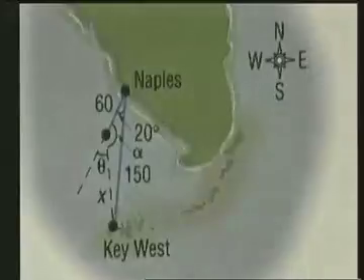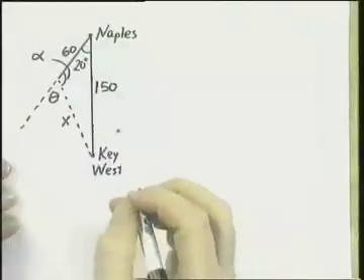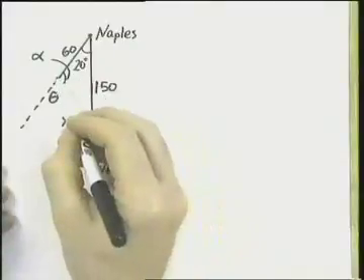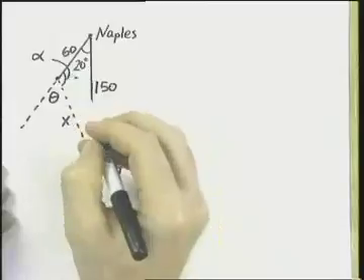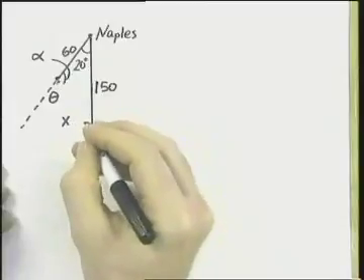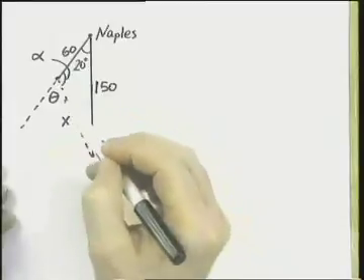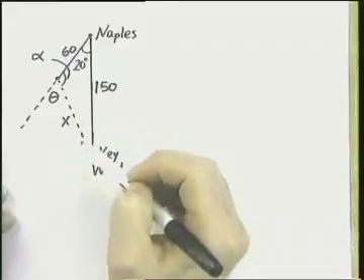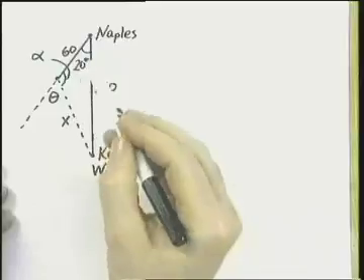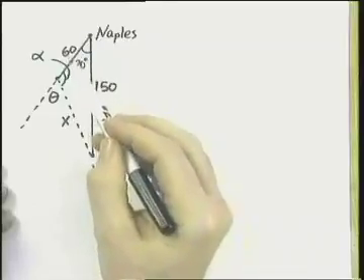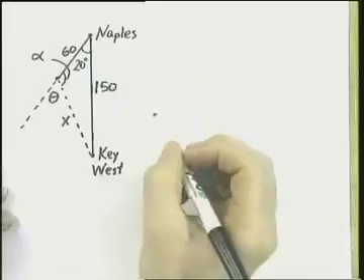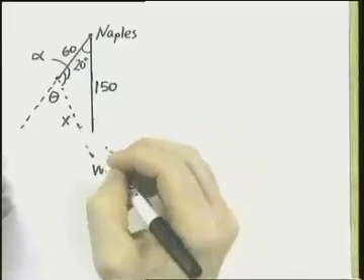I'm going to recreate the triangle on paper over here so that we can get a better understanding of what's going on. Currently the boat is located at this point. We want to know how far the boat is from Key West. In other words, we want to know the length of this segment of the triangle, x. If you look carefully, you should see that we have a side, angle, side triangle, which means that I can use the law of cosines to find x.